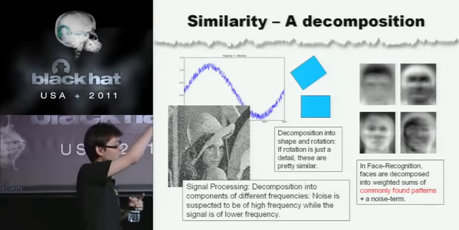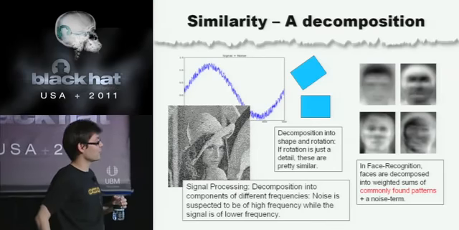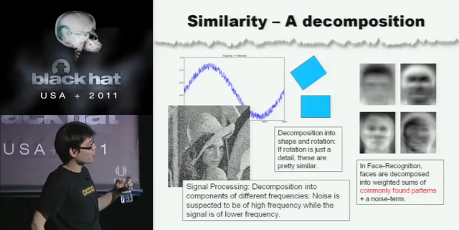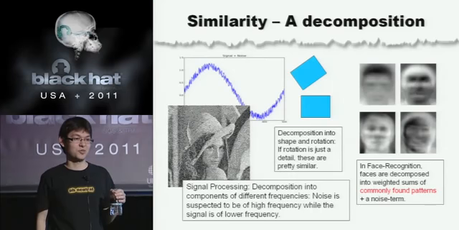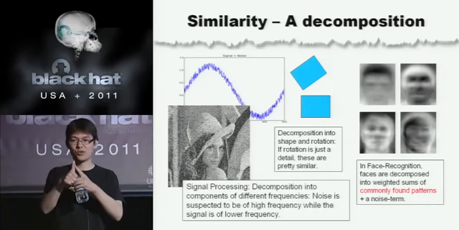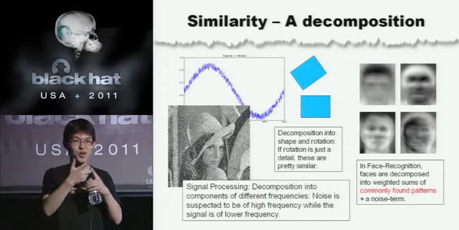For example, if you look at the two rectangular things there, if rotation is a detail, then they're pretty similar. So you would say color is the big picture, shape is the big picture, and rotation is the detail.